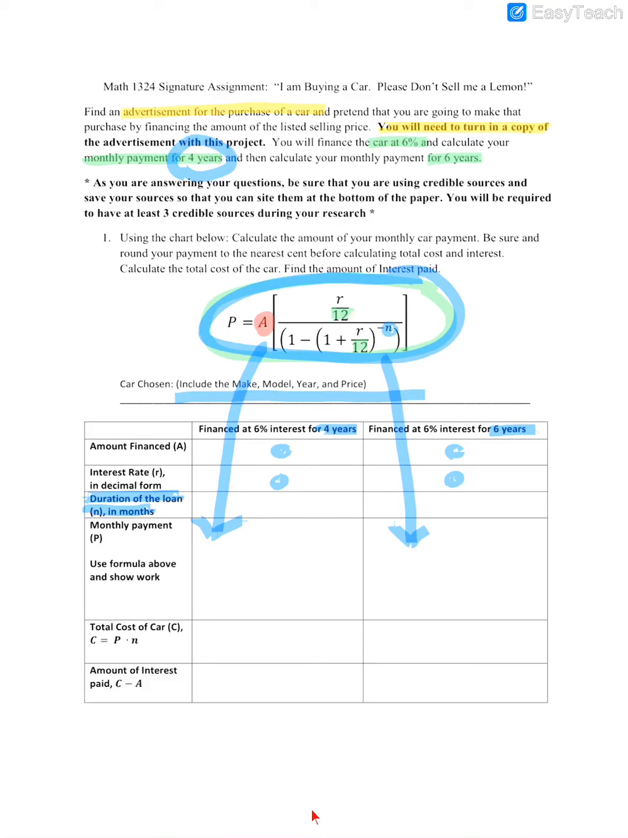All right, so once you've calculated your payment, the next thing you're going to do is look at the total cost of your car. We've given you the formula to calculate that. You'll take your payment times the number of payments you're going to make. And then we want you to calculate your total interest. Once you figure out the cost of your car, you'll subtract what you originally financed so that in these boxes here, we can see exactly what your total interest is.